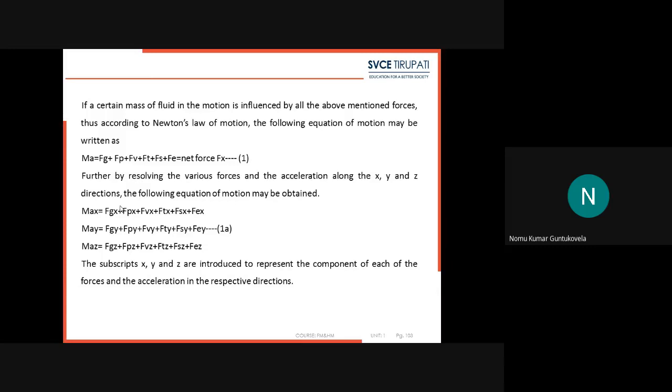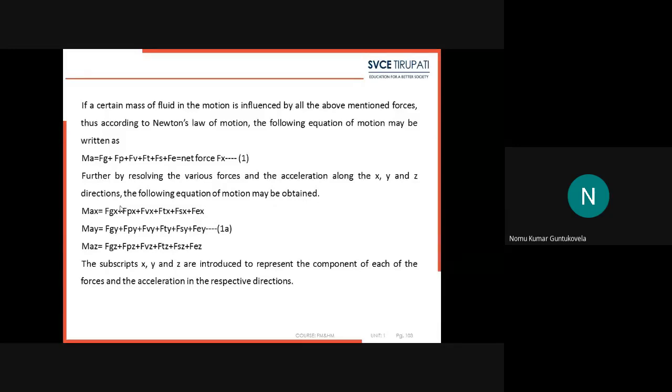For example, if we need to find Euler's equation, we start with force equals mass into acceleration. While getting Euler's equation, we are considering only gravitational forces and pressure forces, that is, Fg plus Fp equals ma. If we want to find the Navier-Stokes equation, we need to eliminate Fs and Fp. With the help of this, we will get the Navier-Stokes equation. Like this, we need to eliminate one of the forces and we will get one equation.